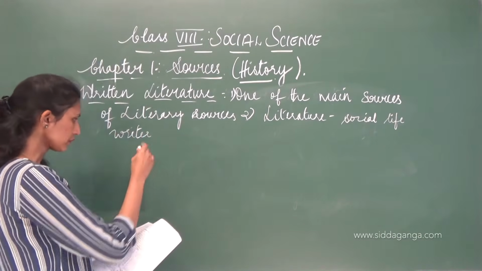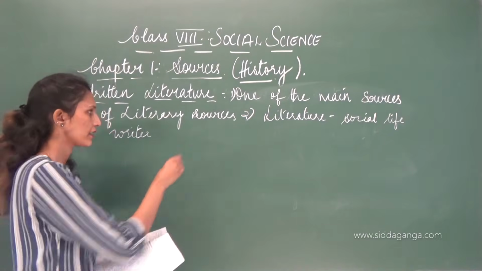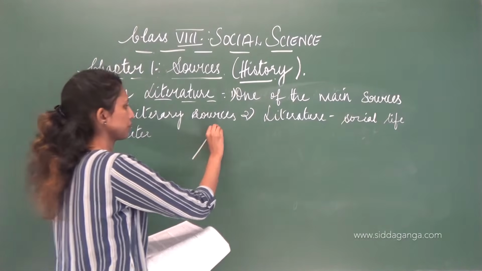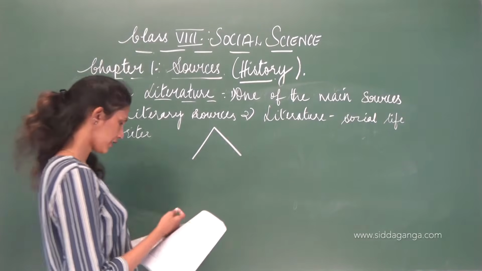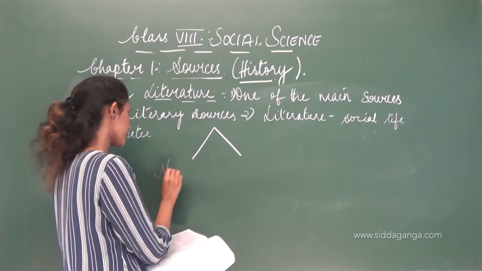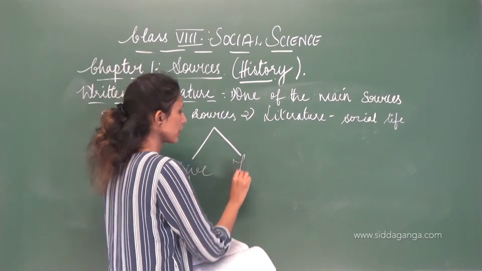Now, this written literature that is there, it is again divided into two. Okay? Again divided into two, that is native literature and foreign literature.